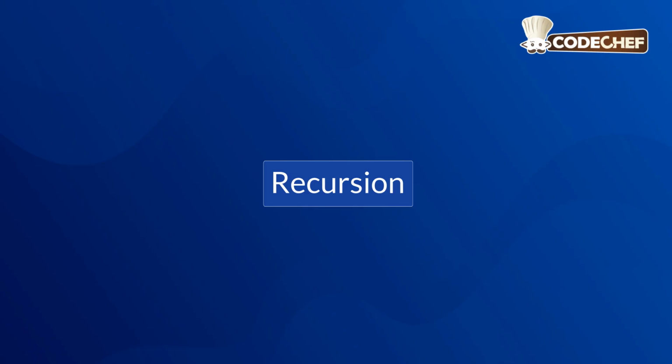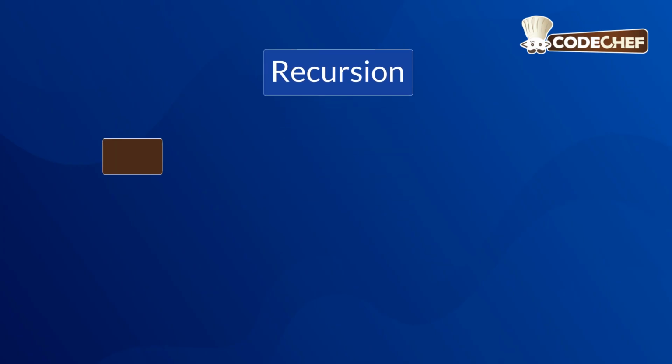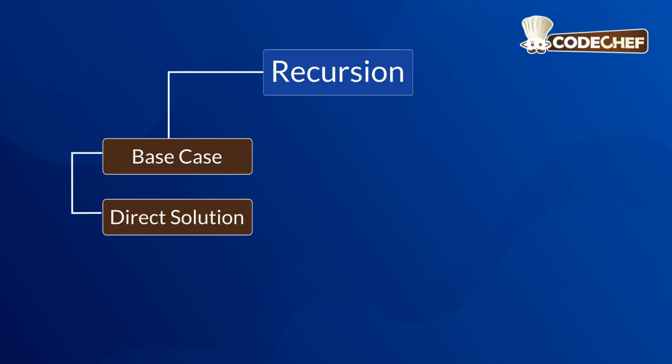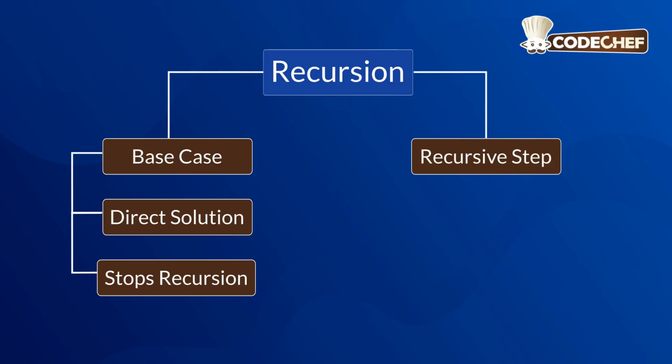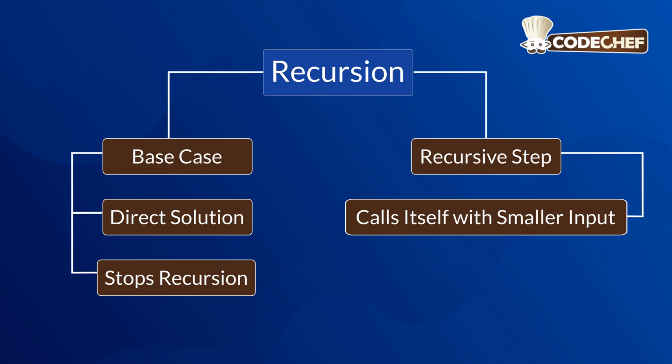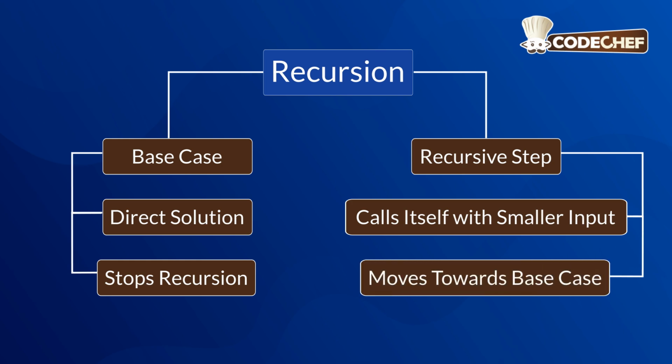Every recursive function must have two main parts: a base case. This is the simplest possible input for which the function can return an answer directly without making any further recursive calls. It's crucial because it stops the recursion. A recursive step. This is where the function calls itself with a modified, usually smaller input, moving closer to the base case. Without a proper base case, recursion would run forever, leading to an infinite loop.